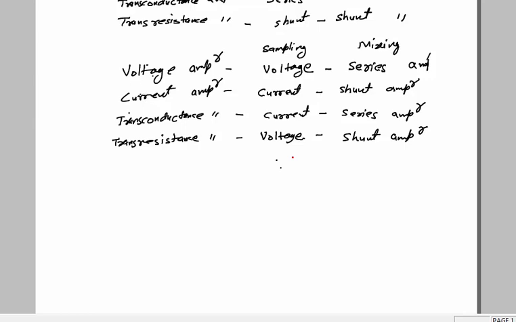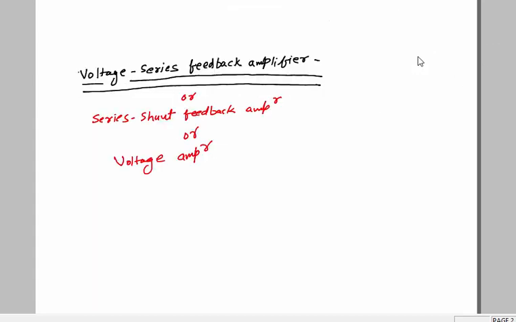Now in this module we are going to cover the voltage series and the voltage shunt amplifier. So let us see that. The first topic is voltage series feedback amplifier, and just we saw another name. This is also known as series shunt feedback amplifier or voltage amplifier. This we will do by using op-amp.